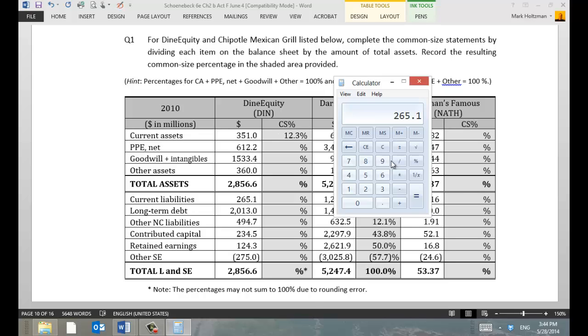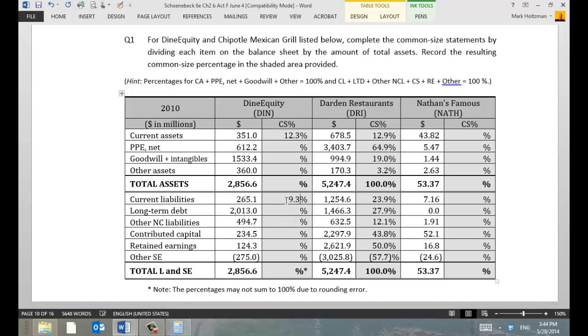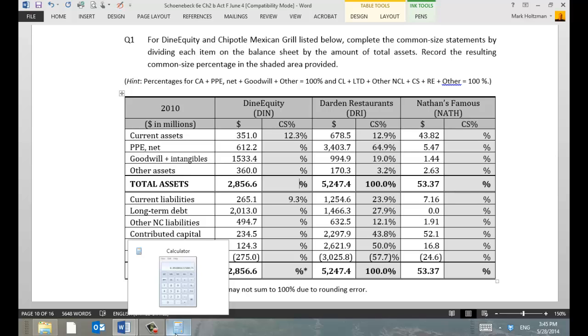265.1, this is current liabilities for DineEquity, divided by 2856.6 equals, I did that wrong. Try it again. 265.1 divided by, where's the division sign there? There it is. Divided by 2856.6 equals 9.3%. And all of these should add up to 100.0, but sometimes, quite frankly, they're going to have a rounding difference, and that's just life. If you have a rounding difference, you can just fudge it. That's okay.